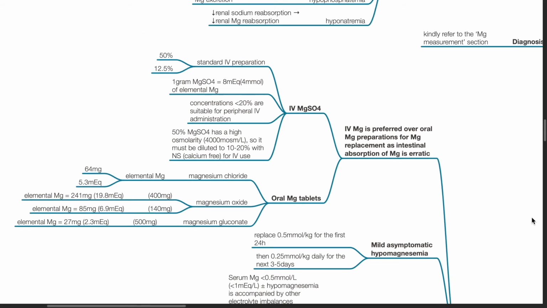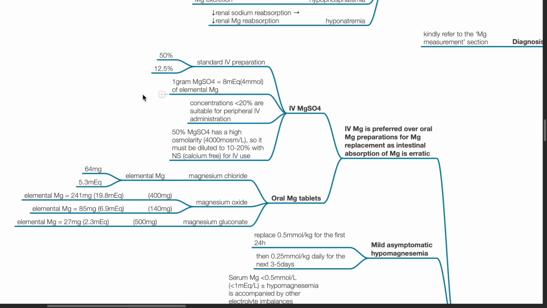Regarding IV magnesium sulfate, preparations include 50% or 12.5%. 1 gram of magnesium sulfate equals 4 millimoles of elemental magnesium. Concentrations of less than 20% are suitable for peripheral IV administration. 50% magnesium sulfate has a high osmolarity of 4000 milliosmol per liter and must be diluted to 10 to 20% with normal saline for IV use. Examples of oral magnesium tablets include magnesium chloride, magnesium oxide, and magnesium gluconate.